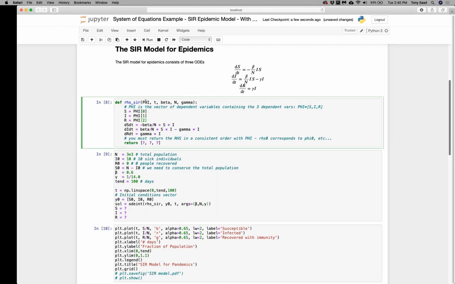Okay, so think of phi, it's a vector of arrays, really. Phi 0 contains the array for S, phi 1 contains the array for I, etc. Okay, so we're almost there. What do we return for the right-hand side? Now, we need to return 3 right-hand sides. The right-hand side for the first equation, the right-hand side for the second, and the right-hand side for the third.